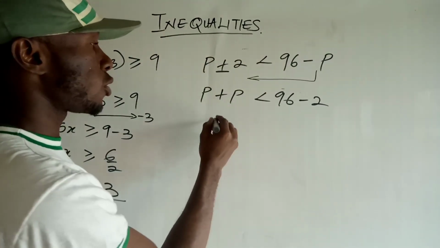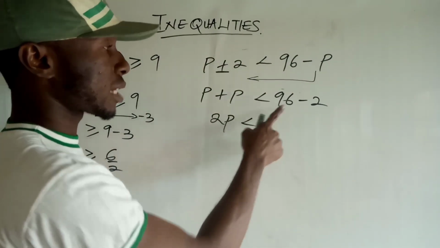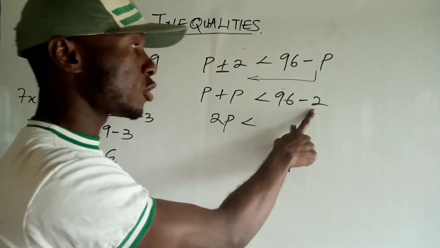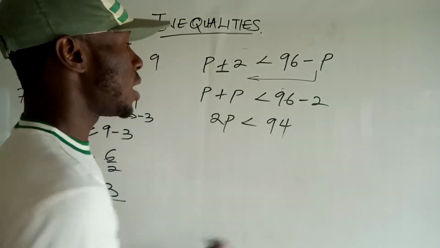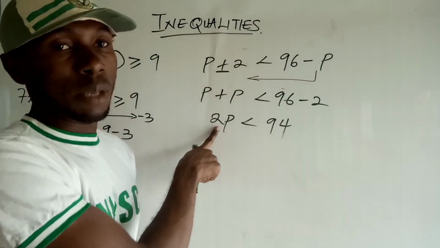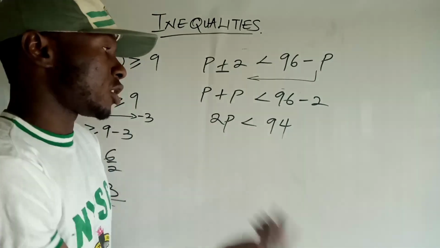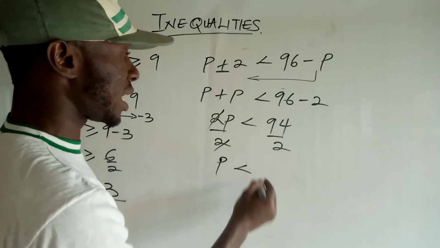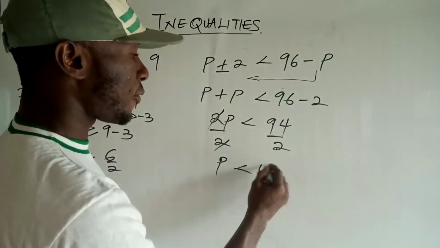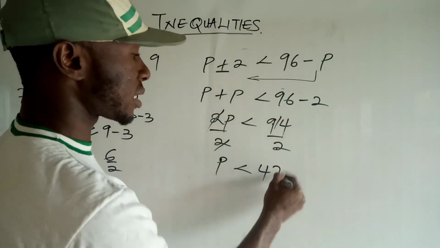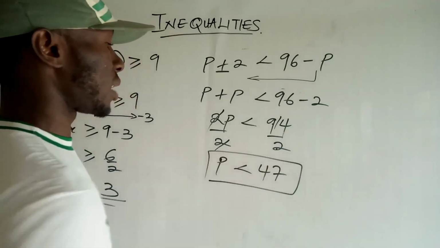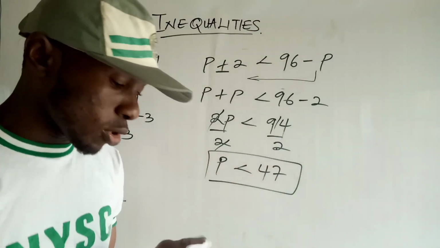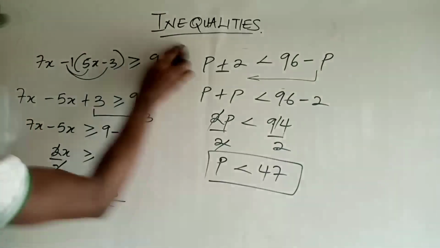So p plus p is going to give me 2p less than 96 minus 2 is going to give me 94. And of course, you want to divide both sides by a positive number, so the inequality will not change. Divide both sides by 2. This guy cancels out this guy. So p is less than, 2 in 9 will give me 4 remainder 1, and 2 in 14 is 7. So p is less than 47. That's question number 4.